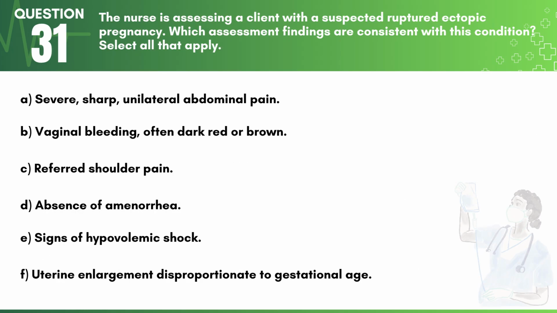Question 31. The nurse is assessing a client with a suspected ruptured ectopic pregnancy. Which assessment findings are consistent with this condition? Select all that apply. A. Severe, sharp, unilateral abdominal pain. B. Vaginal bleeding, often dark red or brown. C. Referred shoulder pain. D. Absence of amenorrhea. E. Signs of hypovolemic shock. F. Uterine enlargement disproportionate to gestational age.